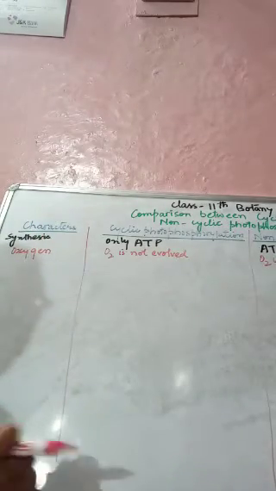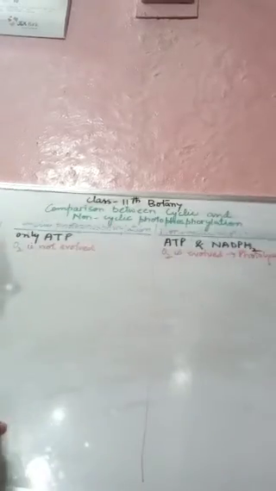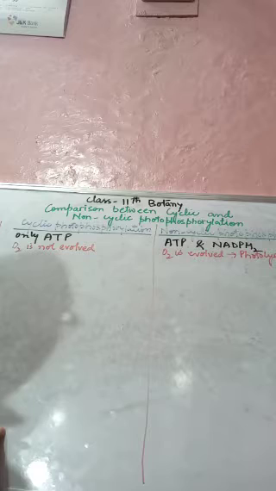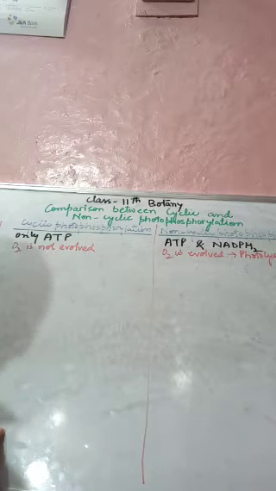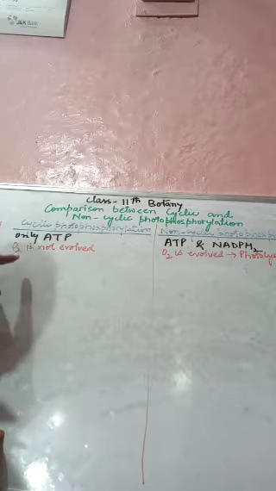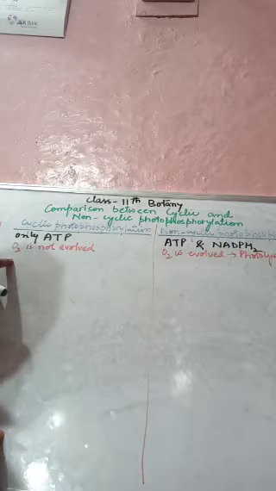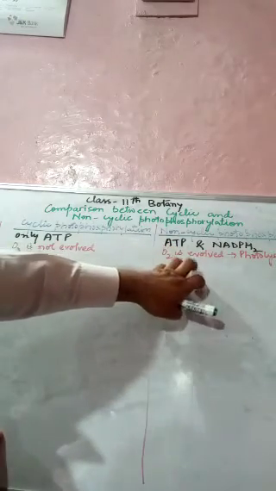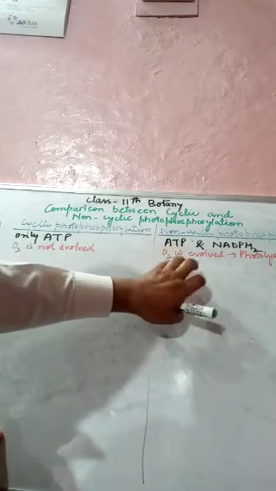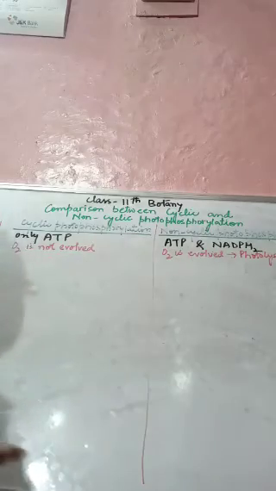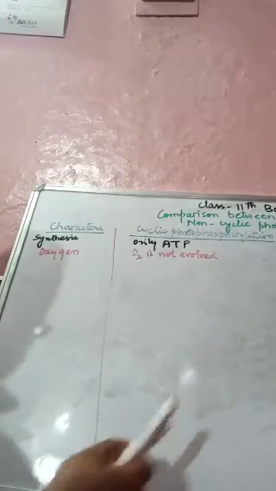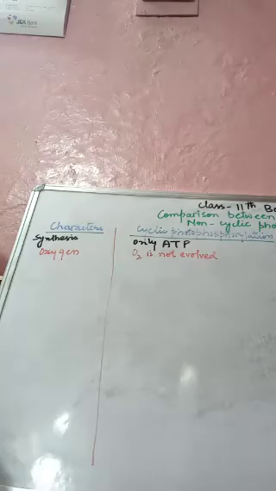First we have studied what is synthesized: only ATP in cyclic photophosphorylation, and both ATP and NADPH2 in non-cyclic photophosphorylation. Characters: oxygen, whether oxygen is evolved or not. In cyclic photophosphorylation, oxygen is not evolved, while in non-cyclic photophosphorylation, oxygen is evolved because of the photolysis of water. This is the second.